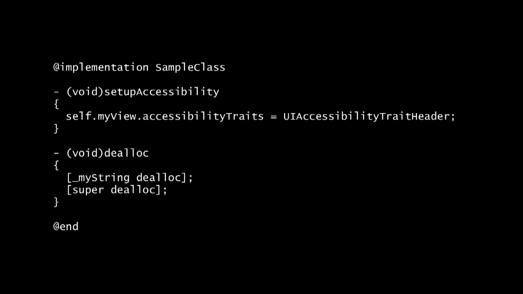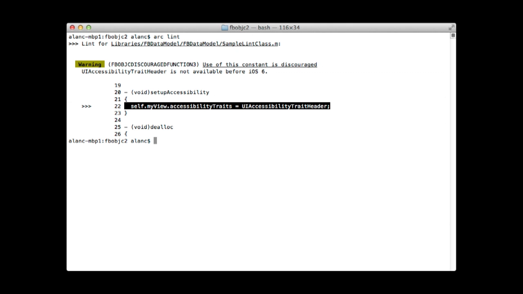Seems pretty easy. So when we run this code through arc lint, it's first going to highlight the fact that we're using UIAccessibilityTraitHeader, which is actually an iOS 6 only symbol. So at Facebook, we have so many users that we need to support back to iOS 5, and until recently back to iOS 4, which is a real pain, I'll tell you. And so if we use the symbol on iOS 5, it's going to crash the app.